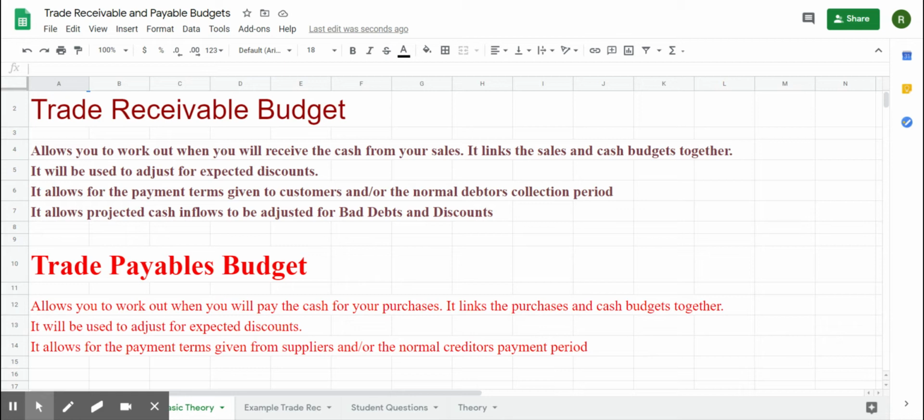We would need to do an adjustment for any expected discounts within it. So although we might have sold goods worth £100, if we're going to give a 5% discount, the cash when it's received is only going to be £95.